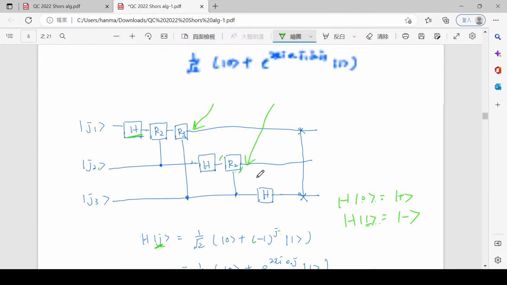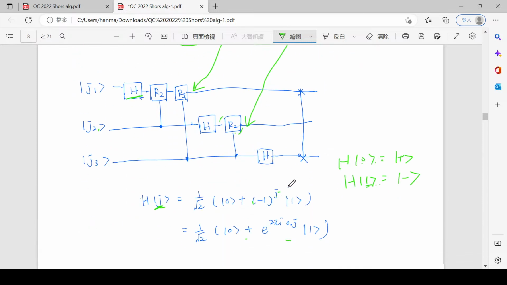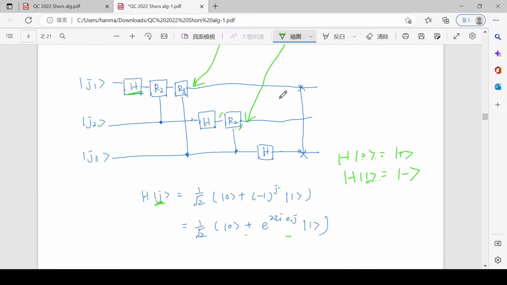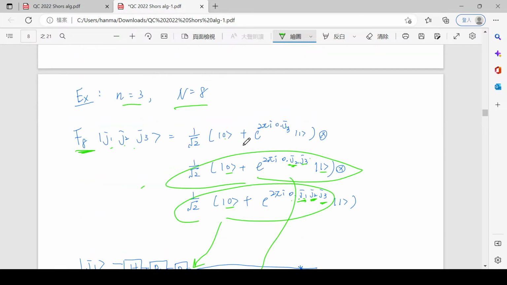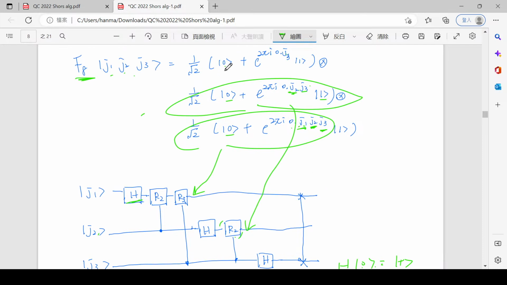And then we need to change the order, because the order is j1, j2, j3 here, and the output ordering is like this. So you want to swap the order of these 3 qubits, so you just do a swap gate, and so you have 3 to 1 become 1 to 3. Okay? Because this qubit should actually be on top. Okay? So any questions on this example?